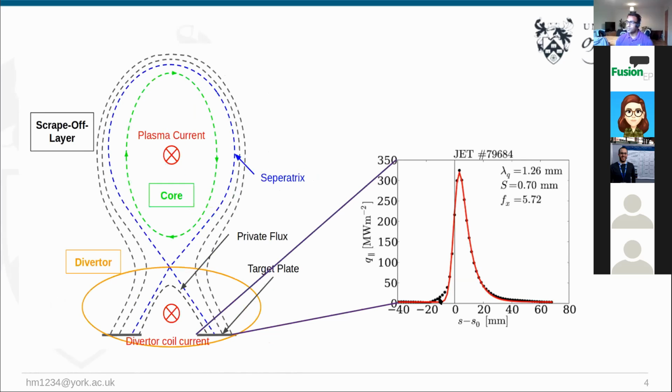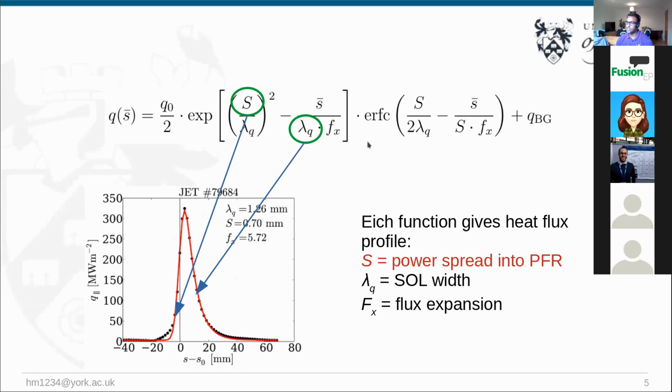Well, it's about looking at these heat profiles here, which are well described by a convolution of an exponential decay in the outer scrape-off layer, to the right of the separatrix, and this power spreading factor S on the left-hand side of the separatrix. This convolution gives us what's called an I function. The main things I care about are the power spread into the PFR, which again is the left-hand side of the separatrix, and the scrape-off layer width, which gives the width on the right-hand side. Flux expansion also plays a role, but I'll mainly focus on the power spread into the PFR for my PhD.